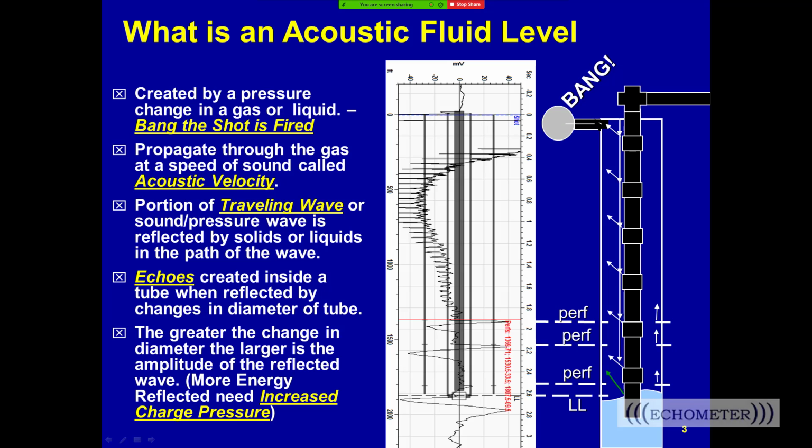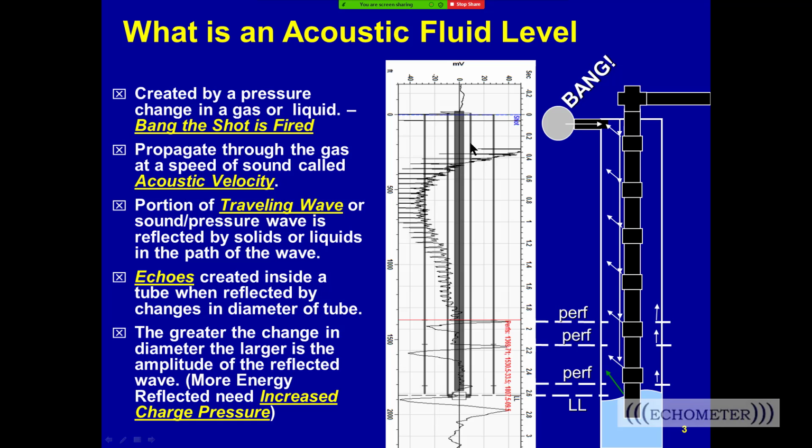Now, this release of pressure is traveling, so we call it a traveling wave, and it travels through the gas and echoes typically off of any change in cross-sectional area. We show an echo off the collars, and we show echoes off the perfs over here, and those echoes are up because the perfs are an increase in cross-sectional area, and then a big echo off the liquid level. The size of the echo, the height, depends on the size of the obstruction. The bigger the obstruction, the bigger the echo. Typically, not always, but typically the fluid level is the biggest obstruction, so normally the biggest downkick would be the liquid level, but not always.